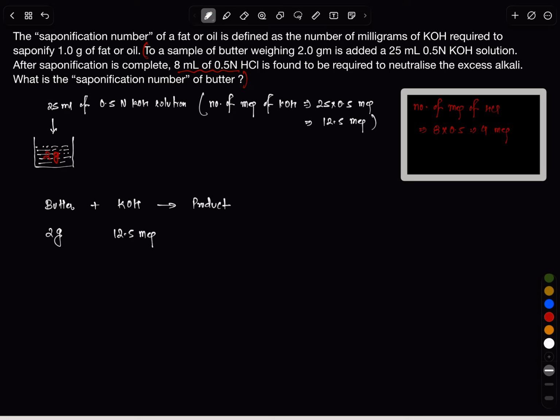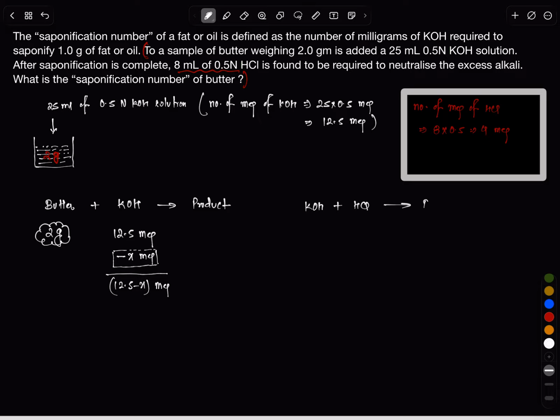So assume that we have 12.5 milliequivalents, but out of that, X milliequivalents were not consumed, right? In that case, we can say that 12.5 minus X milliequivalents reacted with this 2 gram of butter. And what about this X milliequivalents? This X milliequivalents was consumed while reacting with this 8 ml of 0.5 N HCl. So this is KOH, and here it is HCl.